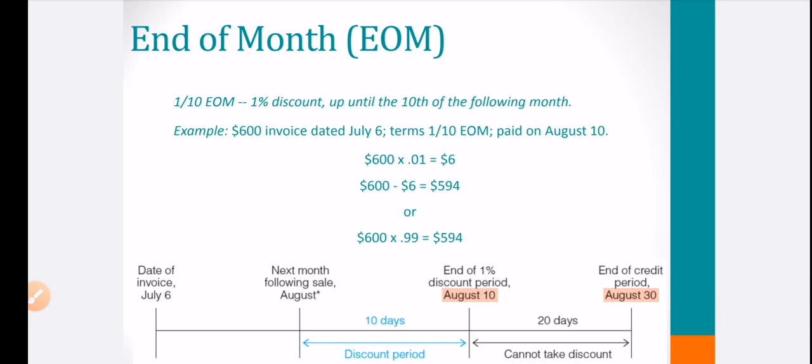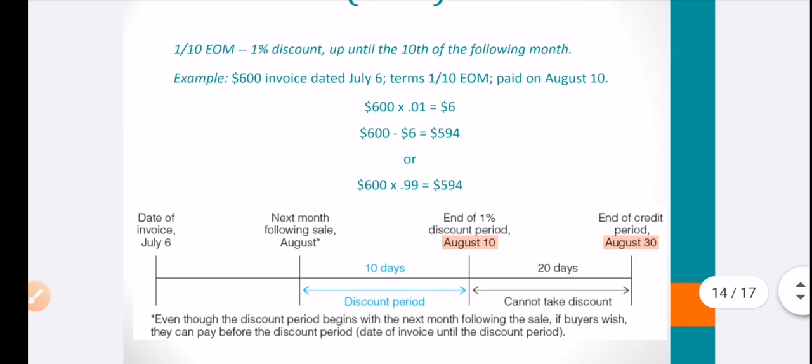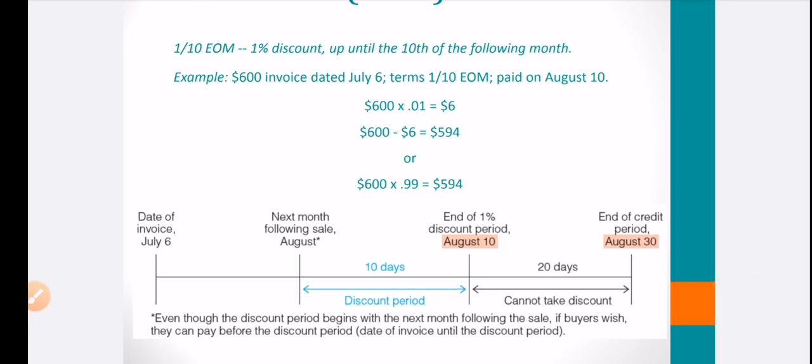600 US dollar invoice dated July 6. Terms 110, end of month. So yes, it is July 6, but using this method, end of month, we start from the next month, which is August. My 30 days start from 1st of August until 30 of August, and then we consider the same procedure as before. The first 10 days in August, you are willing to take the discount, which is 1%.